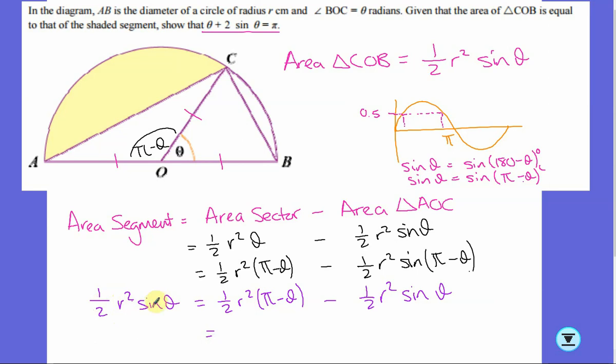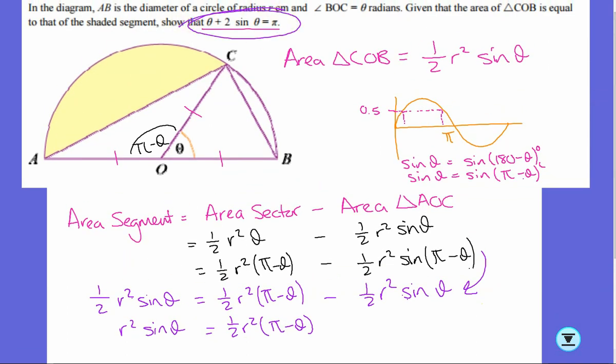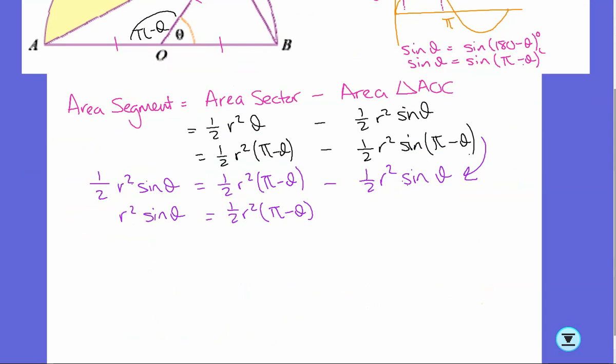So these are like terms, this part and this part. So let's add those, and we're going to get a single r squared sine theta equals half r squared pi minus theta. Yeah, so if you didn't make this connection here, this question is going to be really difficult for you. Right, there's no r's. We're not trying to make any r's there, so let's get rid of the r's. They're the same on both sides, so we can just divide them or just ignore them. Dividing them is proper, I guess.